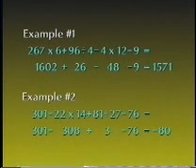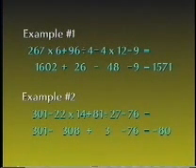For example, 267 times 6 plus 96 divided by 4 minus 4 times 12 minus 9 reduces to 1,602 plus 26 minus 48 minus 9 equals 1,571. The second example, 301 minus 22 times 14 plus 81 divided by 27 minus 76 reduces to 301 minus 308 plus 3 minus 76 equals negative 80.